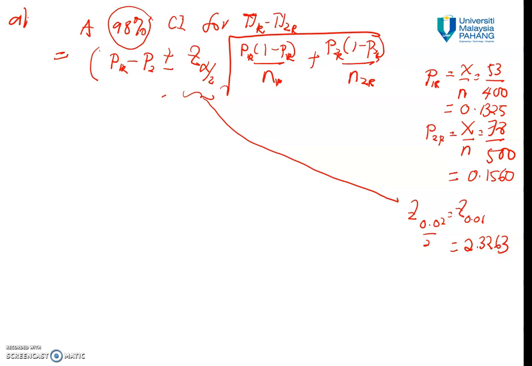2.3263. Okay. So here you get the same thing, like this. So you just substitute into the formula. You will get the answer negative 0.0781, 0.0311. Okay. Here it is a percentage. If they ask you to interpret, then you interpret.